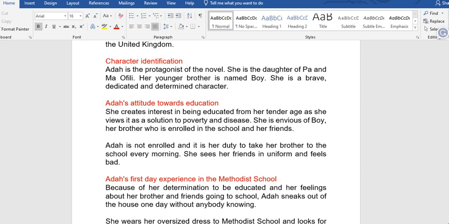Now go to her attitude. She develops an interest in being educated from a tender age, as she views it as a solution to poverty and disease. She is envious of Boy, her brother, who is enrolled in the school, and her friends. You remember, Ada is not enrolled in the school, and it is her duty to take her brother to school every morning. When she takes him, she sees her friends already in uniform, and she feels bad about this.